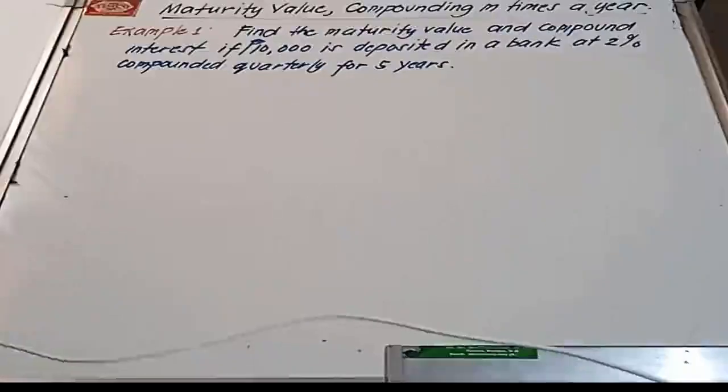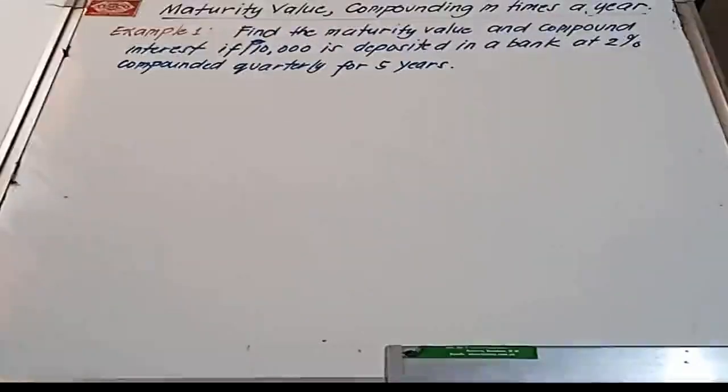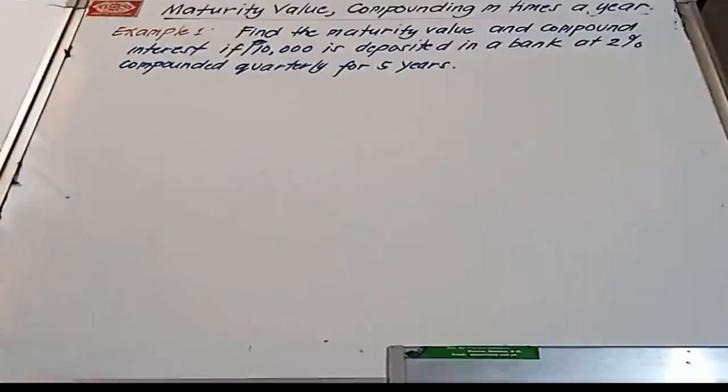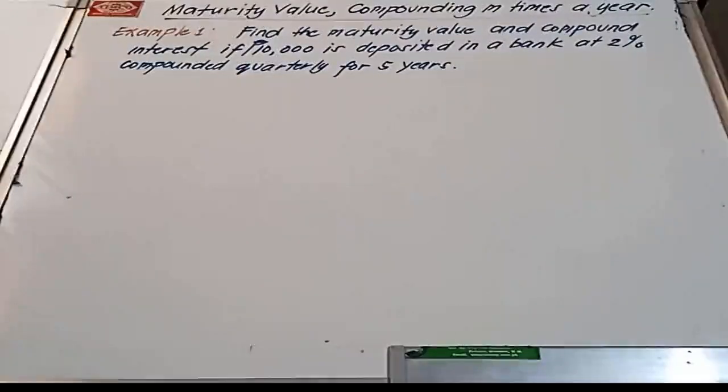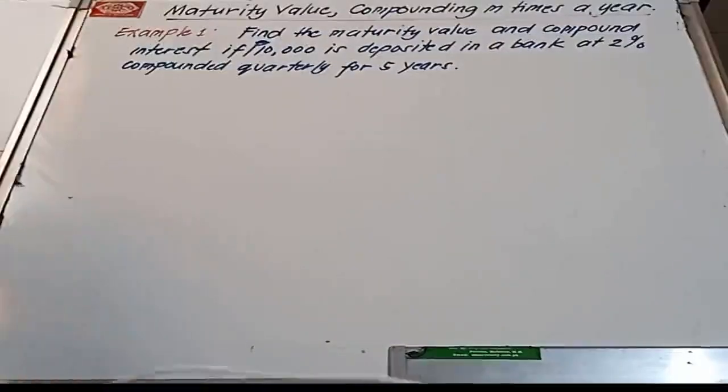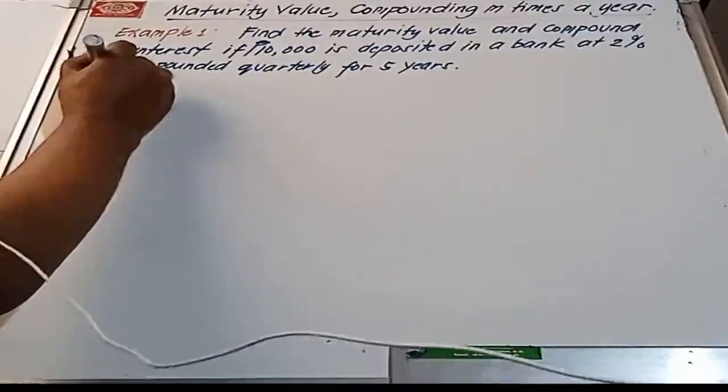Okay, so this will be my first example on the topic about finding the maturity value compounding m times a year. So we have our example number 1. It says, find the maturity value and compound interest if 10,000 pesos is deposited in a bank at 2% compounded quarterly for 5 years. So to solve this kind of problem, the first thing that we're going to do is to write down the given. Okay? So write down the given.